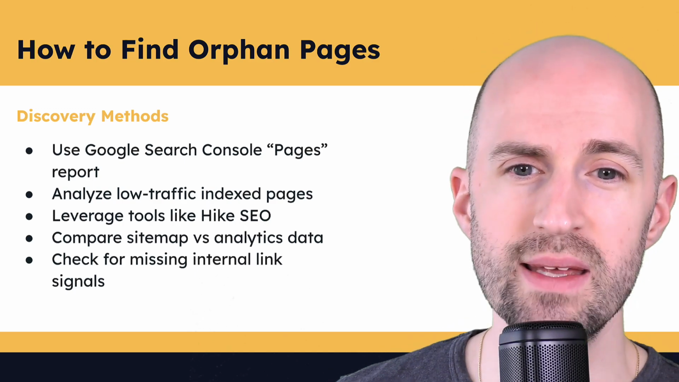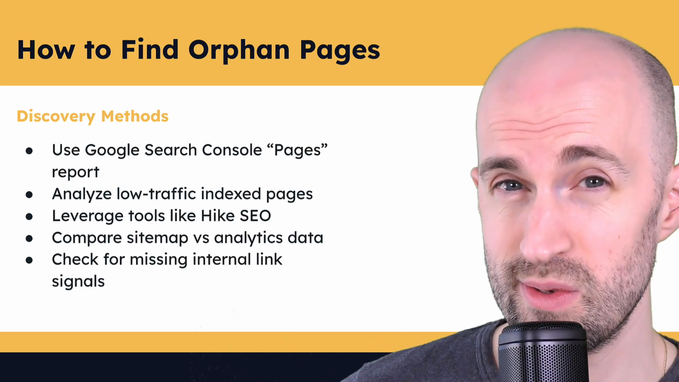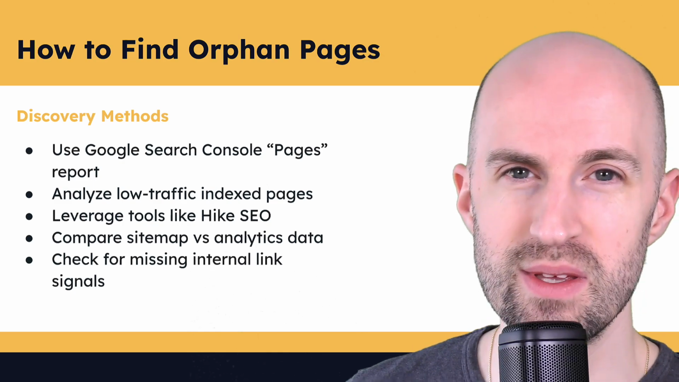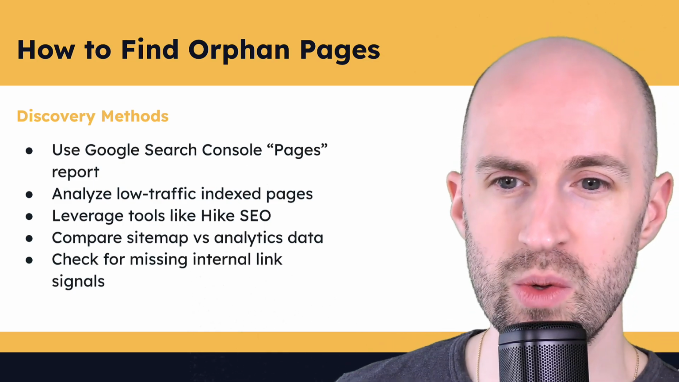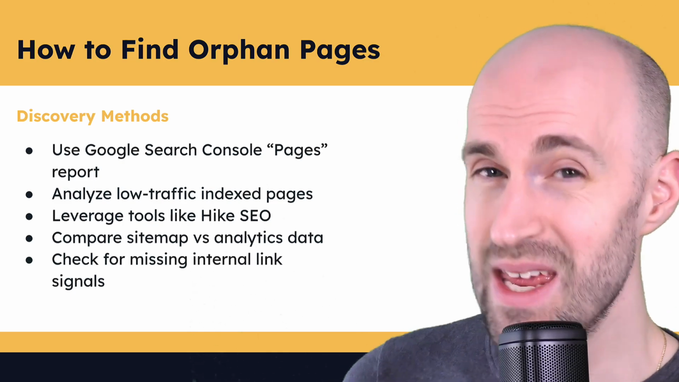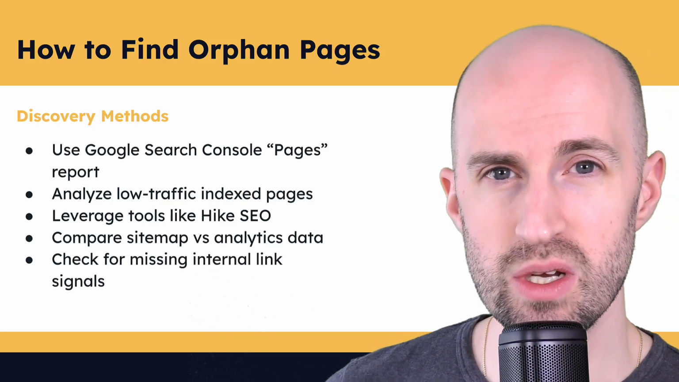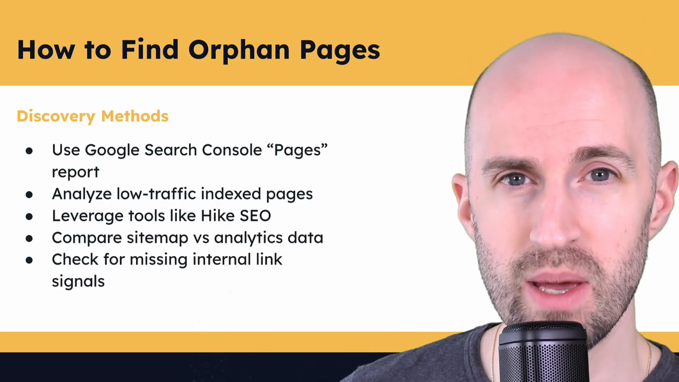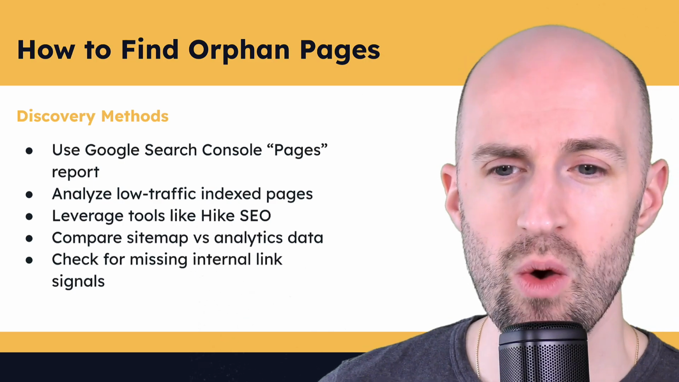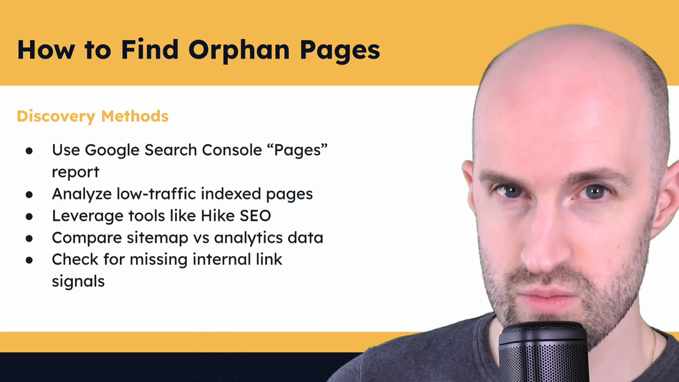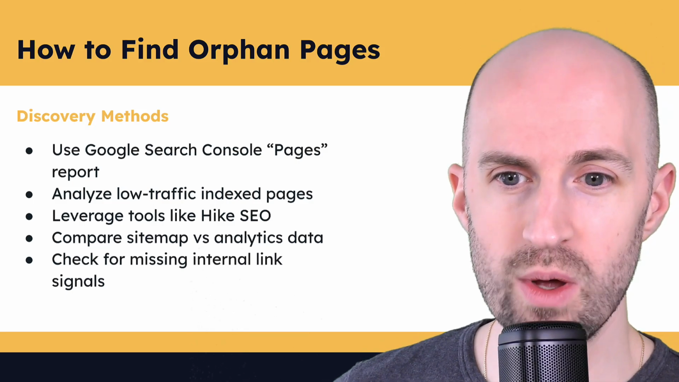So how do you find orphan pages when they're so difficult to find? Good question. Here are a few different discovery methods that I'm sure will help. You can use the Google Search Console Pages report, which allows you to see any potential issues on your pages, and hard to find pages, orphan pages, or pages with just one link as well. Ideally, pages require more than one.